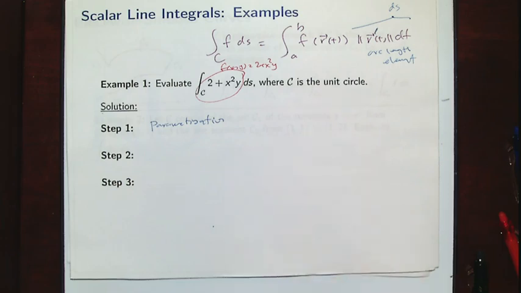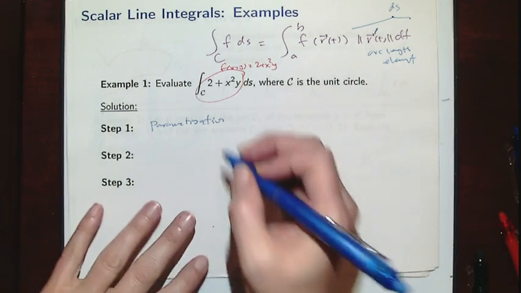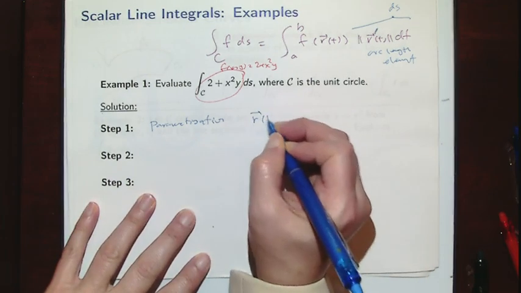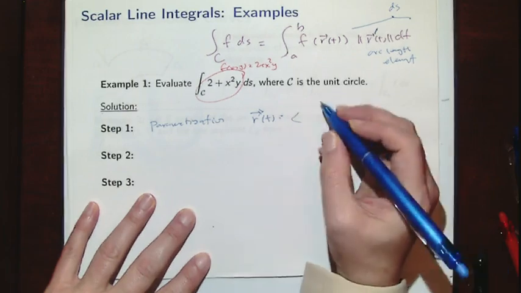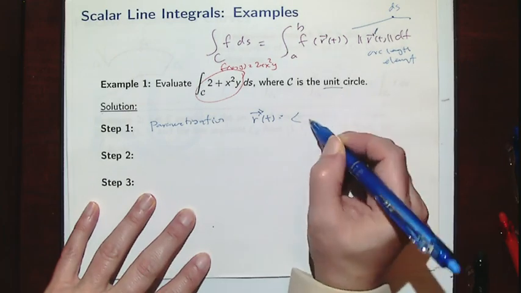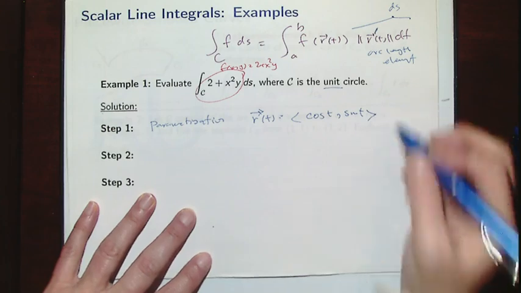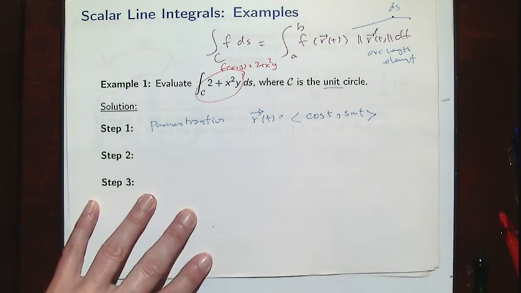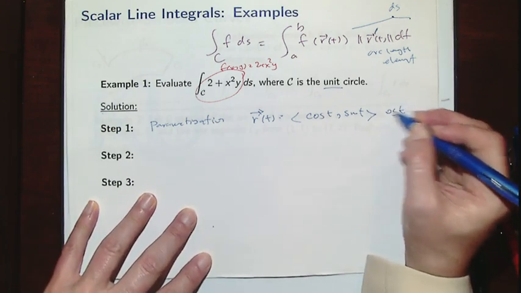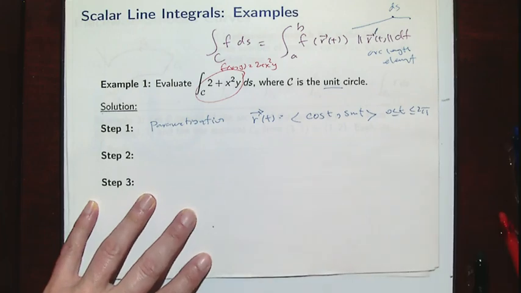So use the trig functions. R of t equals cosine t and sine t. T goes, is it a full circle? That's done. What's the next?